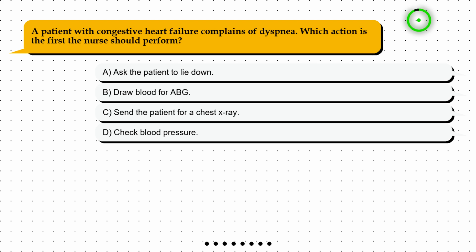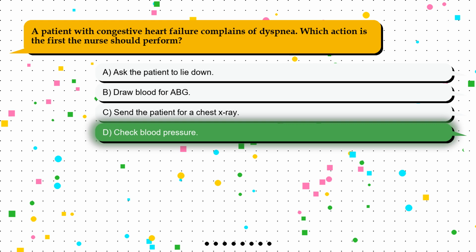Question 6. A patient with congestive heart failure complains of dyspnea. Which action is the first the nurse should perform? Option A, ask the patient to lie down. Option B, draw blood for ABG. Option C, send the patient for a chest X-ray. Option D, check blood pressure.